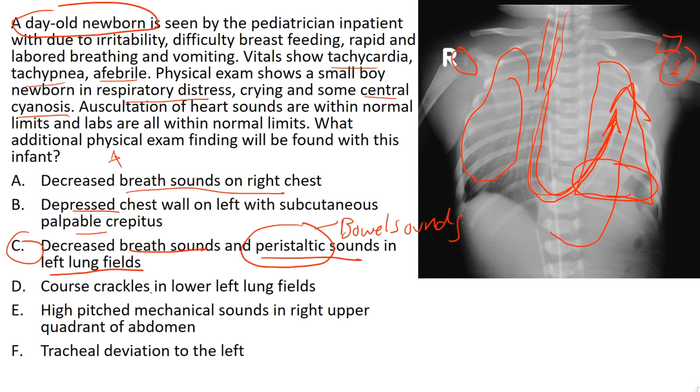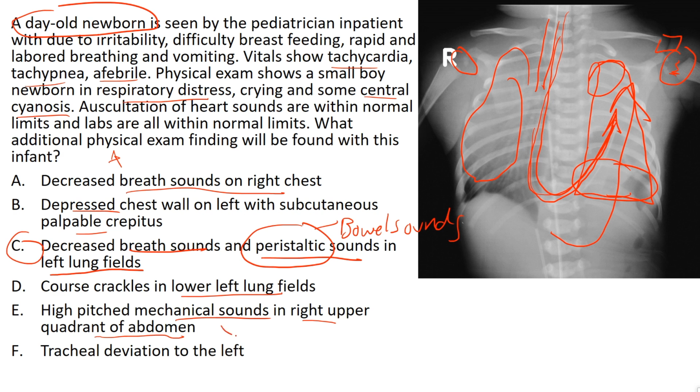This is the only place that they actually have normal lungs functioning. We have coarse crackles on the left lower lung fields. Well, we don't have left lower lung fields. The left lung is up here in this area, so I wouldn't hear anything on the left lower lung fields as far as crackles or lung sounds. And then high-pitched mechanical sounds in the right upper quadrant of the abdomen.